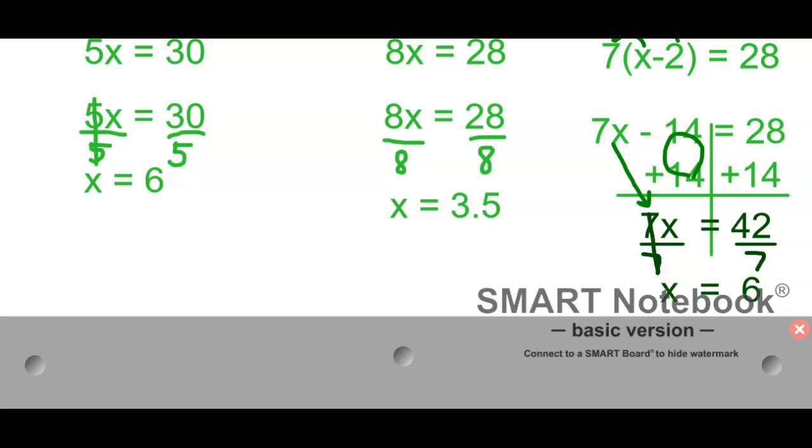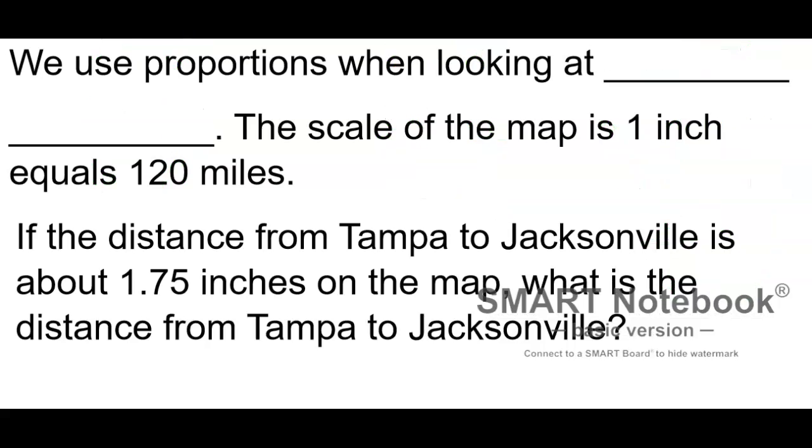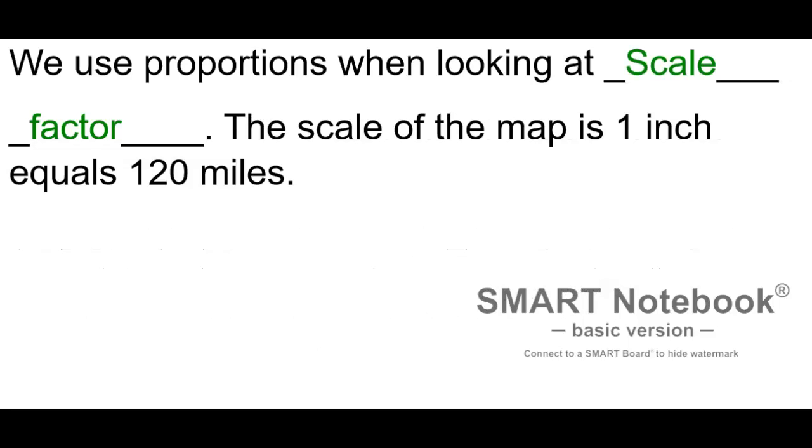Our next problem in our notes has to do with proportions. We use proportions when we look at different things on a map. If you have ever seen a map, there's always a little strip with a measurement on it. That's called a scale. We're going to use scale factor when we're looking at the map. In this problem, 1 inch is equal to 120 miles.